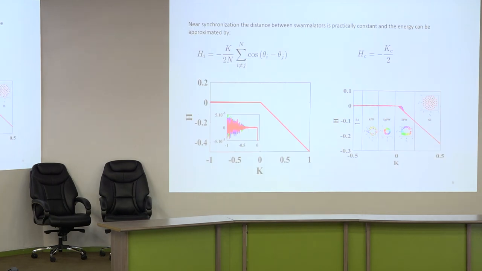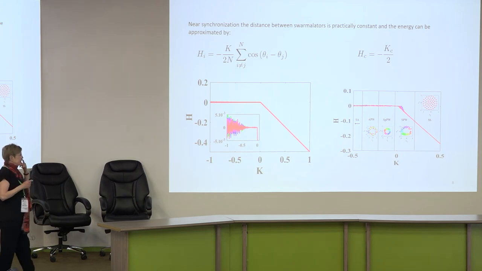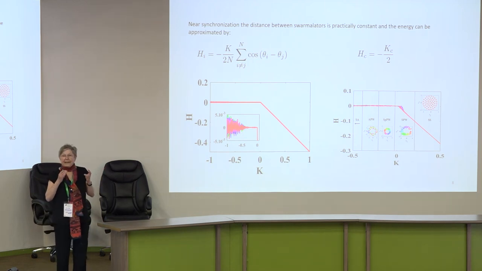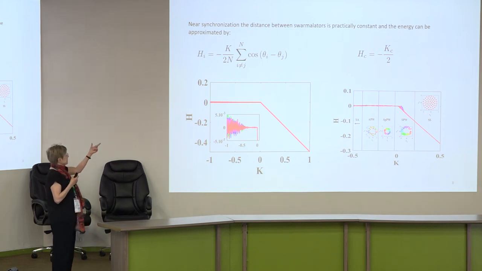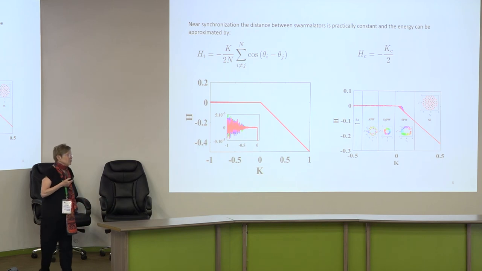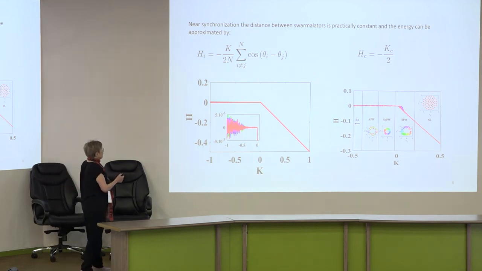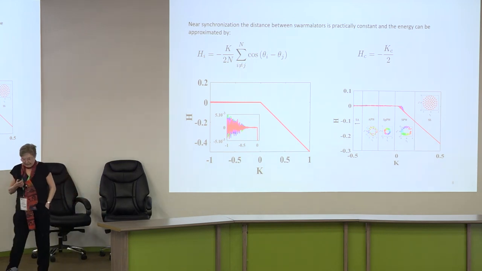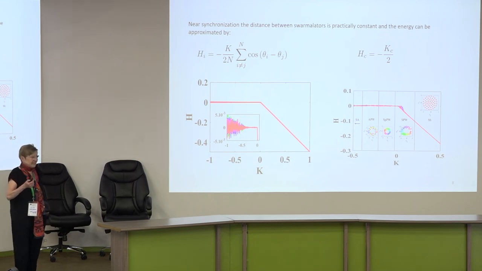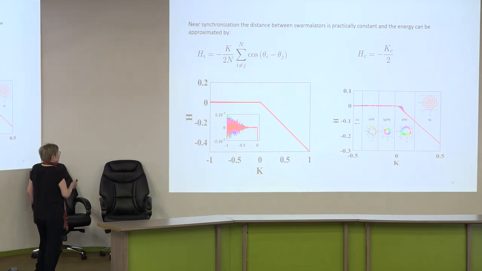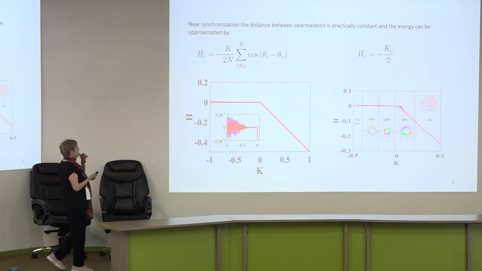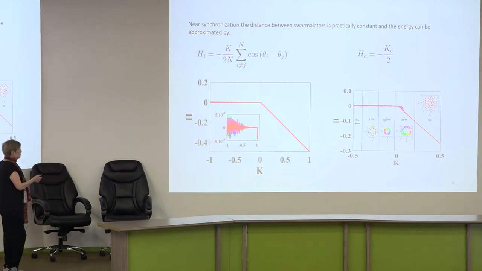Okay, so near synchronization, XI and XJ essentially remain in the same place. So the distance XI minus XJ is practically constant, and we can say that for the variable theta, the coupling constant is indeed a constant. And then we have a normal Kuramoto model, and if we have that normal Kuramoto model, then we can write the Hamiltonian for this system.